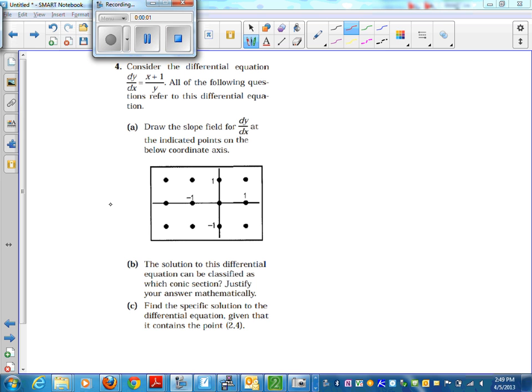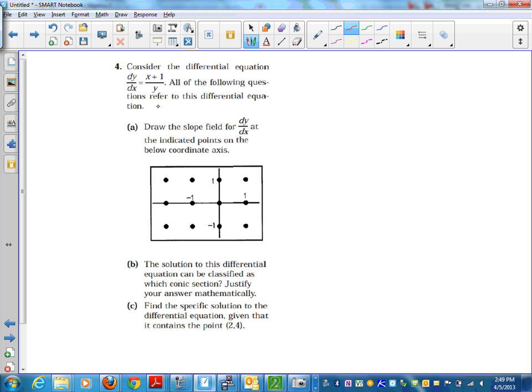So in number 4 here, we see this differential equation that we've probably worked on in class before. What you simply do here is fill out the chart, and we're going to plug in the points into our equation. So let's say at (1, 1), you would plug into the equation and just draw the slope.